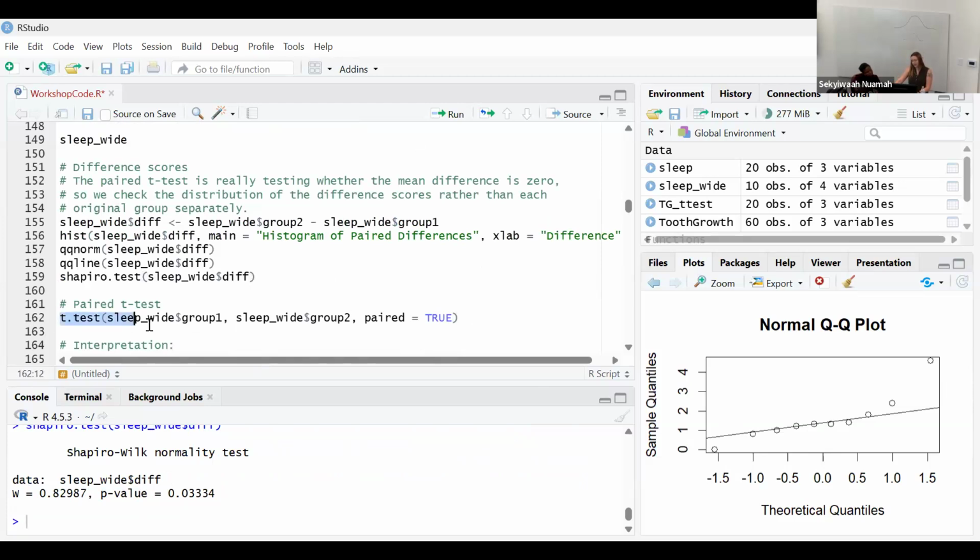I know this is a parametric test, and we kind of just beat it into you that you have to have normality to run a parametric test. That's the whole point.